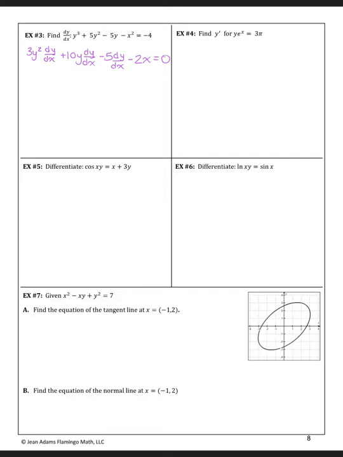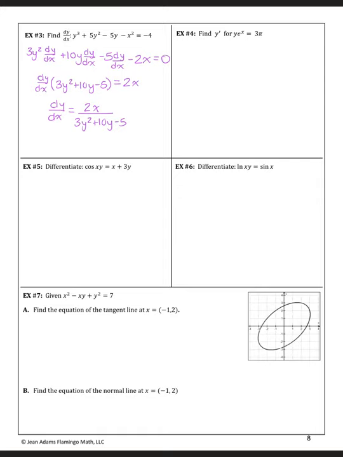Again, get everything on one side that does not have a dy/dx. I'm going to do 2 steps in one here. I am going to factor out dy/dx, so I get 3y squared plus 10y minus 5 is equal to positive 2x. Now I can divide, and I get 2x over 3y squared plus 10y minus 5.